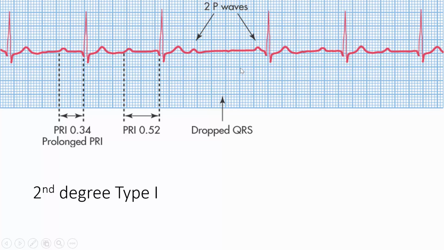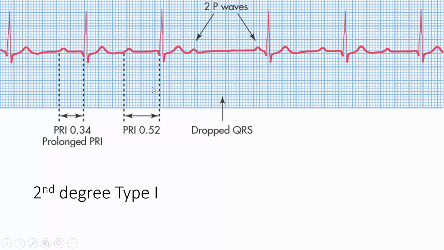So my rate is 60. Then I look and see if it's regular. Remember, you look to your R to R's to see if you're regular, and what you see is it's not regular, because you should have an R right here, a QRS complex, and you don't. So that makes this irregular.